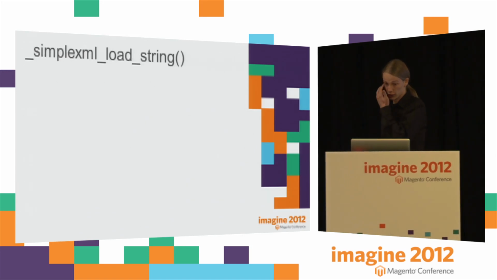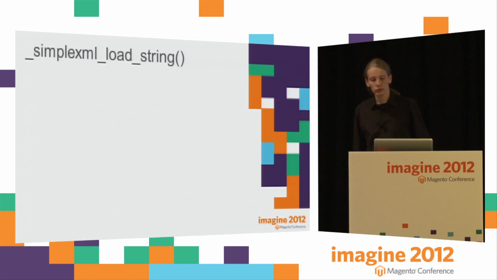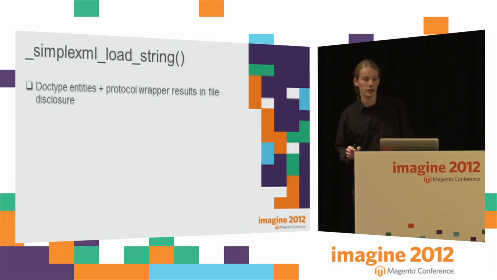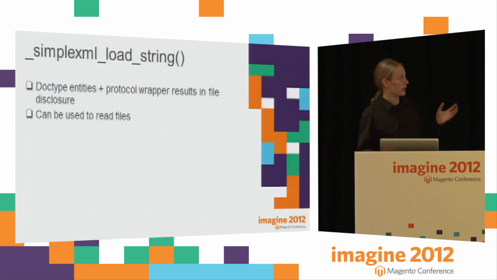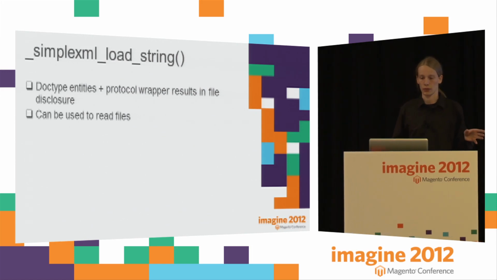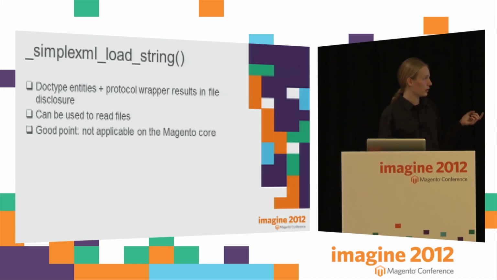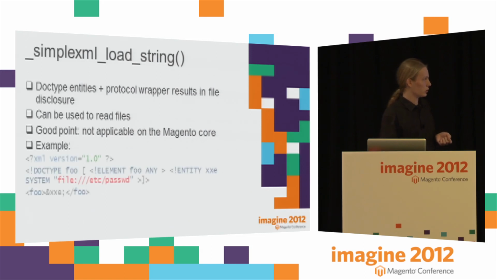And the other function is simplexml_load_string. The problem with it is there are doctype entities which can act together with protocol wrappers and result in file disclosure, which means it can be used to read local files on the server. The good point is it's also not applicable in Magento, but it's really easy to exploit.